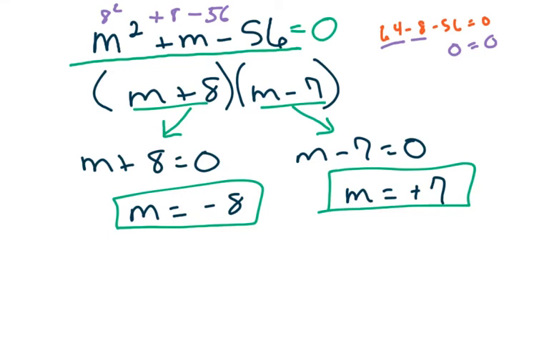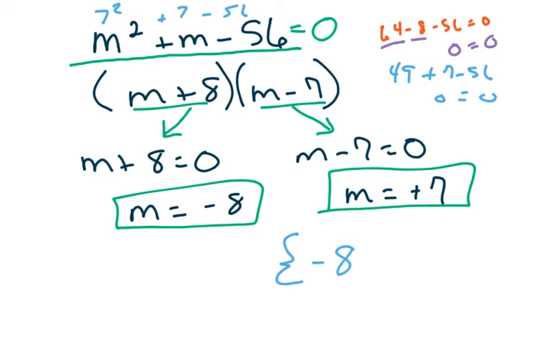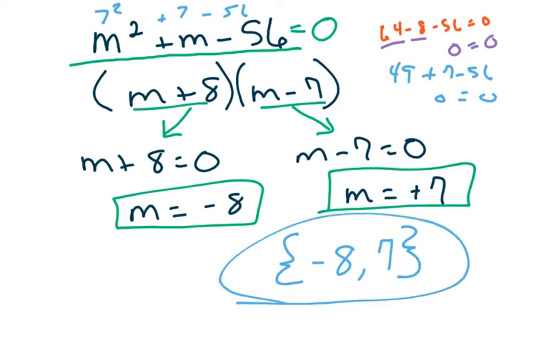So then I'm going to do the same thing with my 7. Putting my 7 up there, I've got 7 squared plus 7 minus 56, so 49 plus 7 minus 56, 0 equals 0. So the solution to this, and normally we put the smaller number first, but it doesn't really matter in the grand scheme of things, in the curly brackets, that's how you find zeros and make those solutions, using the zero factor property.